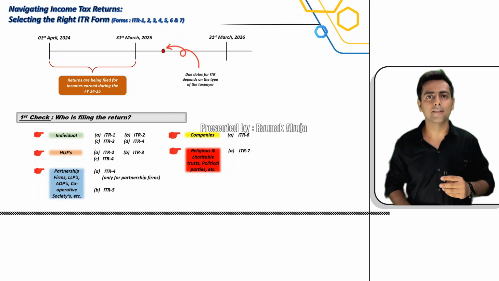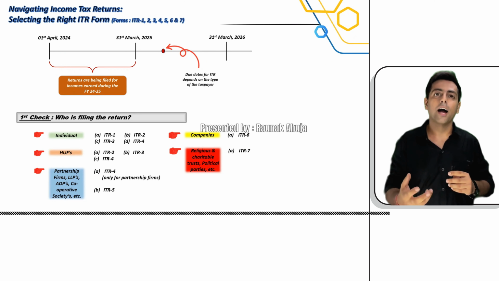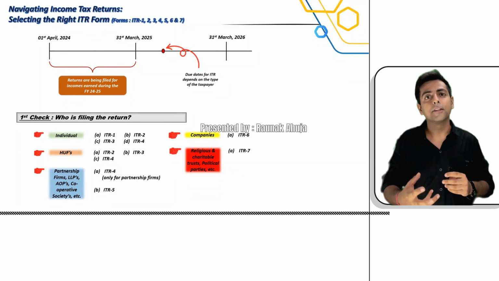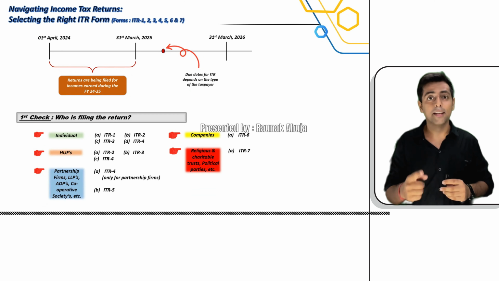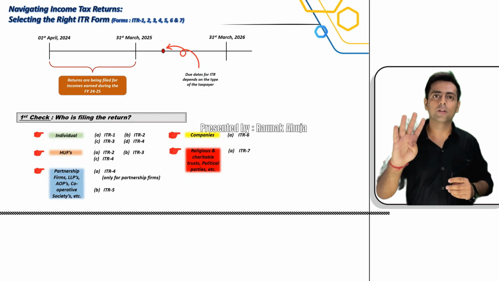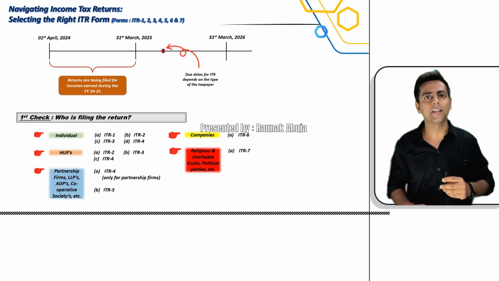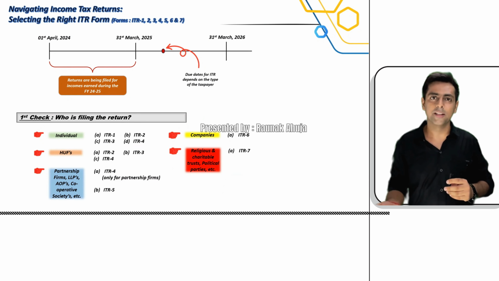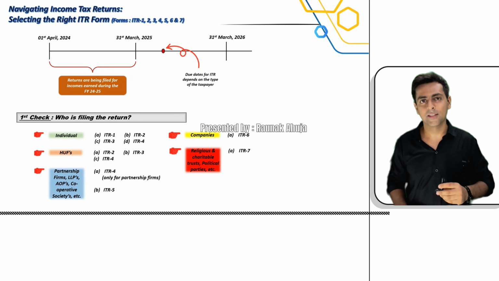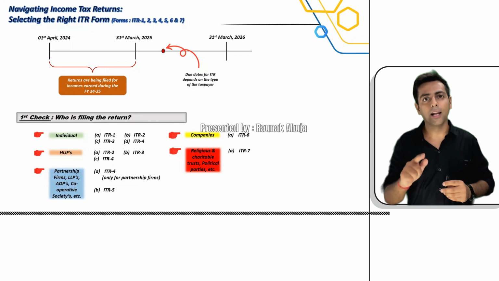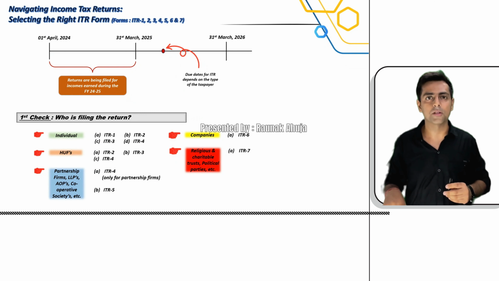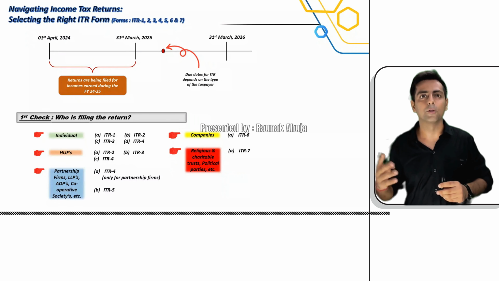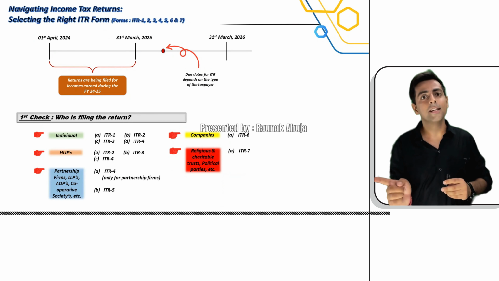So, with this, we understand that there are different types of ITR forms that are assigned for different types of assessees. In case of individuals, there are four types of ITR forms that have been assigned by the Income Tax Department, namely ITR 1, 2, 3, and 4. So, in this video, we'll help you select the ITR form for filing your income tax return out of these four forms: ITR 1, 2, 3, and 4. Now, let's move to the second part.